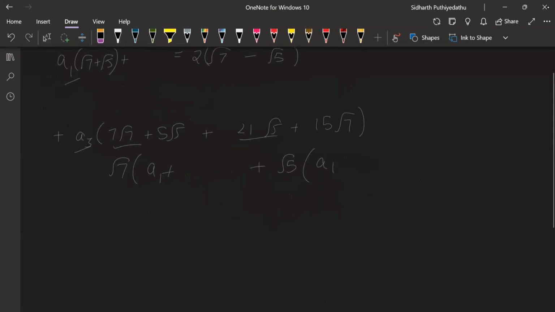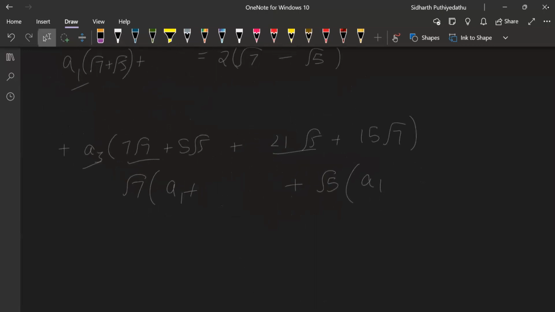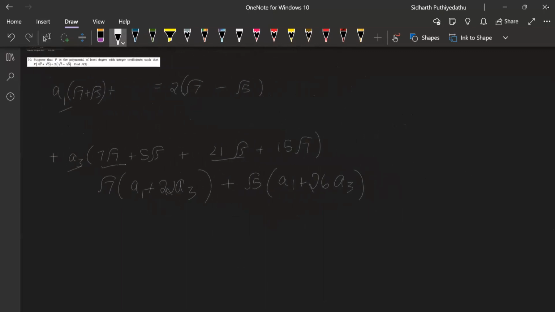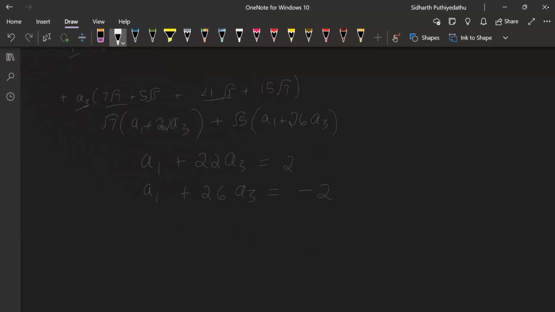So you get √7 into A1 plus 7 plus 15, that's 22 A3, and √5 into A1 plus 26 A3. Yeah, this makes more sense. And yeah, it's much clearer why it works. A1 plus 22 A3 is equal to 2, and A1 plus 26 A3 is equal to negative 2.